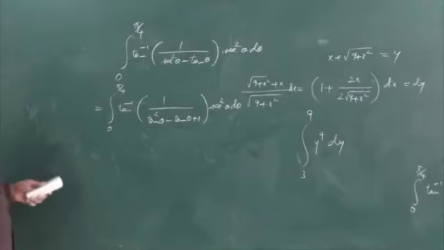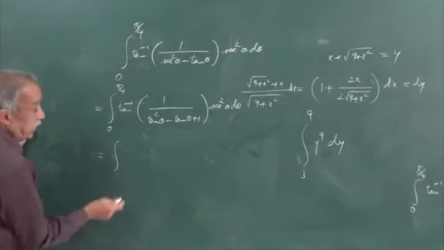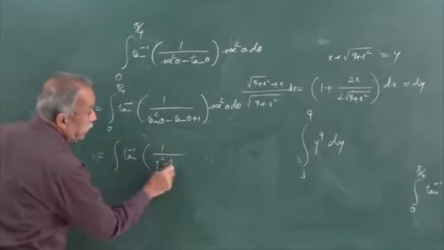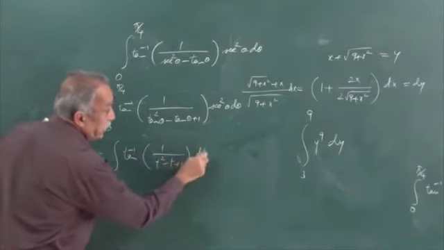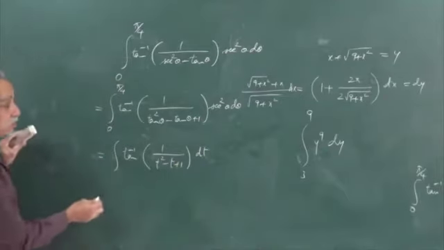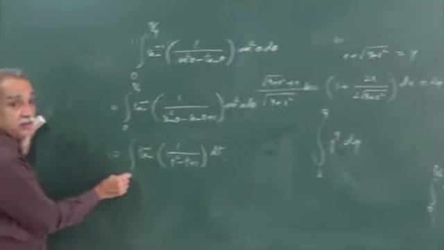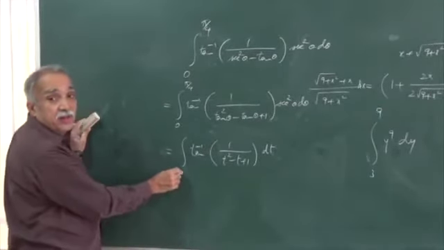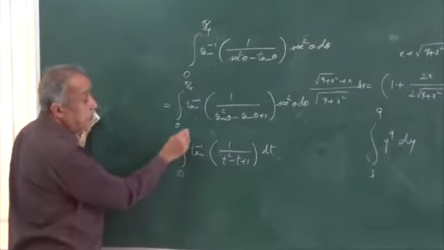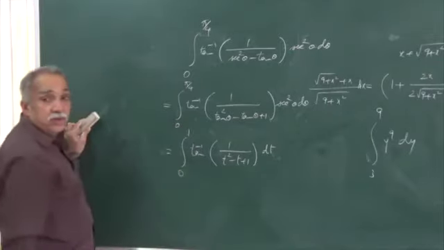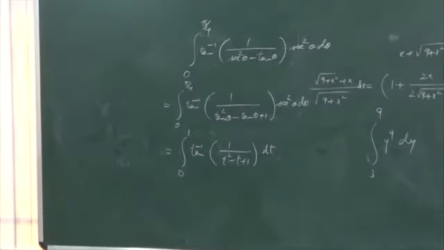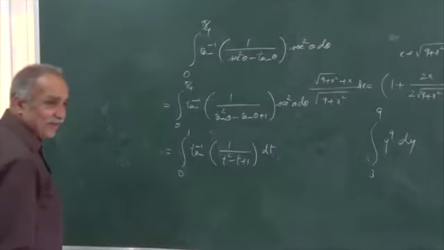If you use the substitution tan theta equal to t, it becomes tan inverse 1 by t square minus t plus 1 dt with new limits. Tan theta is t. Tan 0 and tan pi by 4 are the new limits. How to get this integrated? 1 plus t into t minus 1.